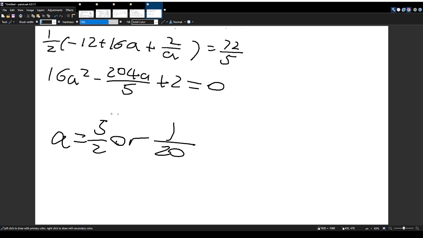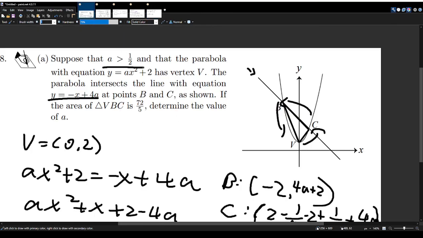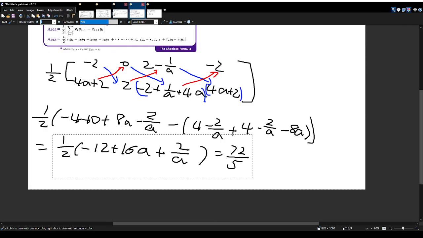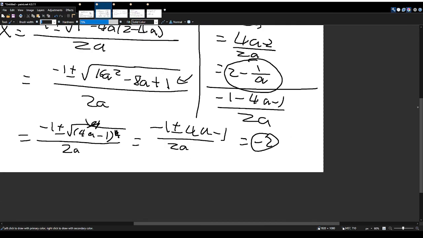Quadratics give you two answers, but since we have the initial condition here that a is greater than 1 over 2, then the answer must be 5 over 2. So that was Euclid 8a using the Shoelace formula. You just skip through some steps here, and yeah, the answer is 5 over 2.